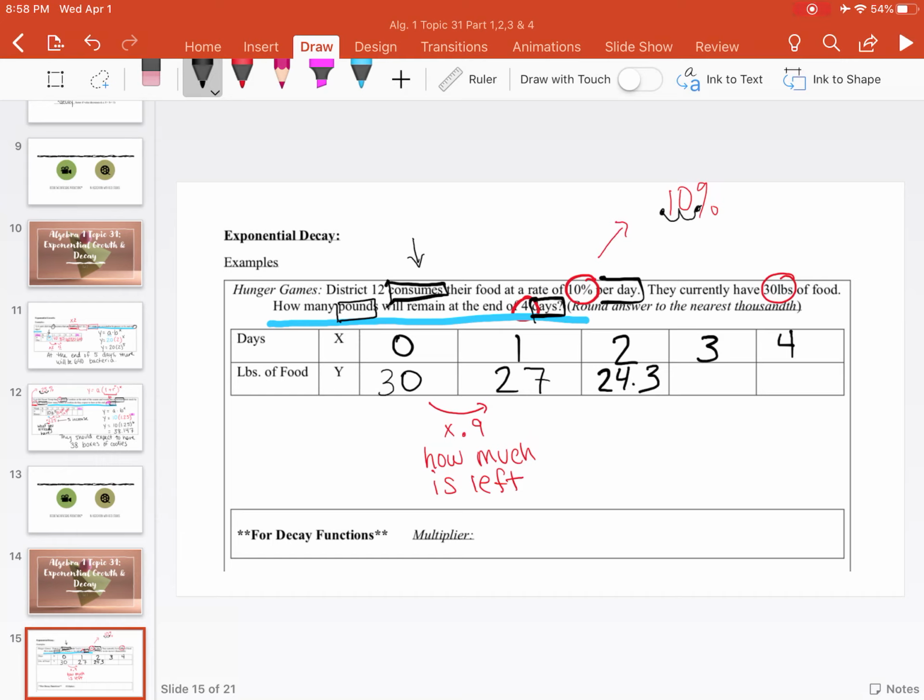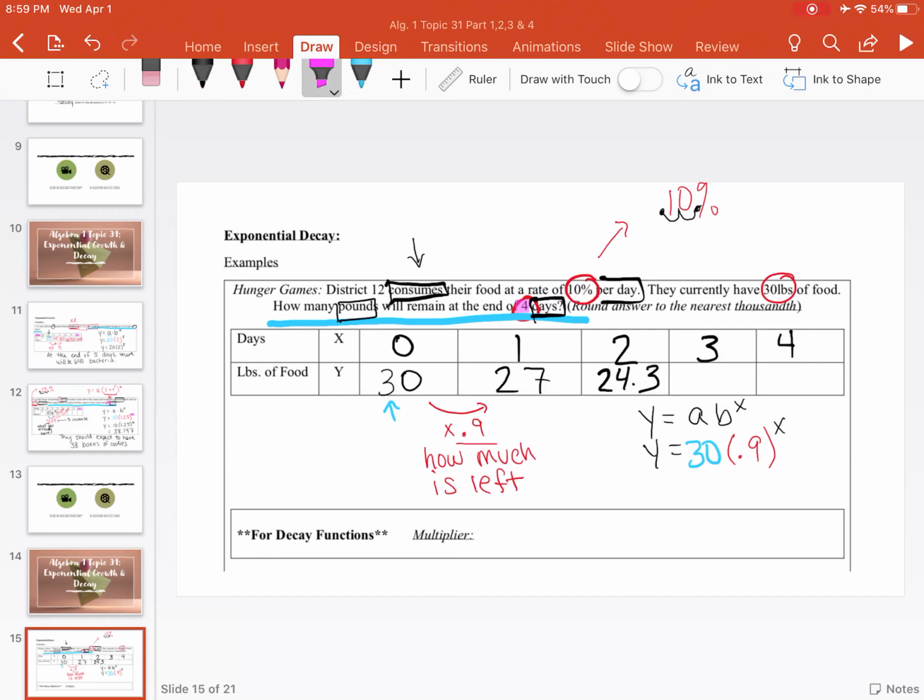So let's write our formula here. We have y equals a times b to the x, where my y-intercept is my 30, how much I start off with. So I have y equals 30. My multiplier is my 0.9. Now notice here, we're dealing with a decimal, and it's between 0 and 1. So this, again, is an example of exponential decay. We're dealing with a decay factor here, and we're raising it to the x power.